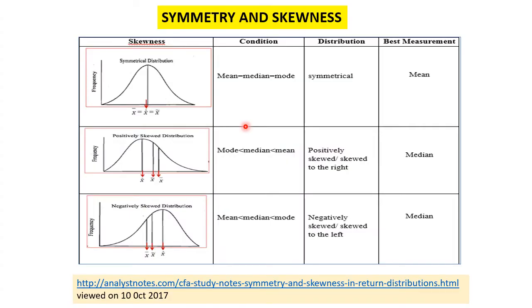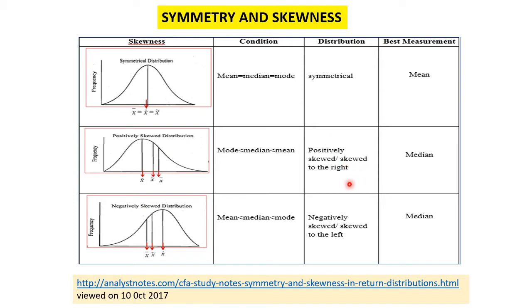As you can see here, there are three types of skewness. The first one is almost symmetrical. Almost symmetrical means the position of the mean, median, and mode are almost in the same position. So in these cases, we will choose the mean as the best measurement, right? Because it is almost symmetrical.